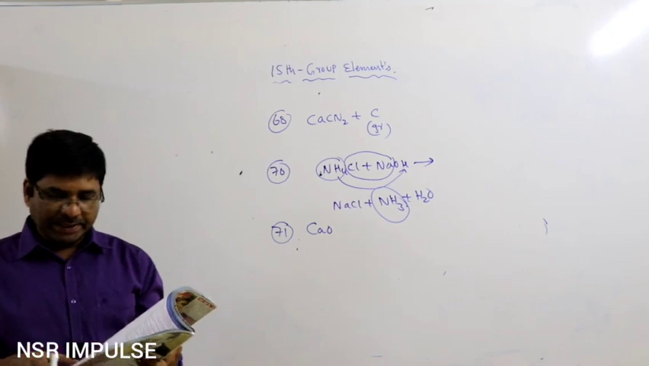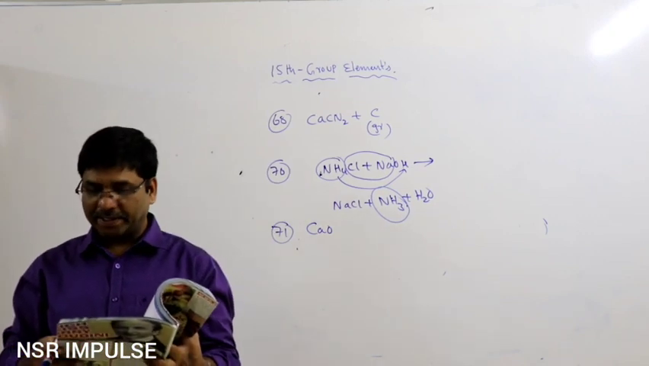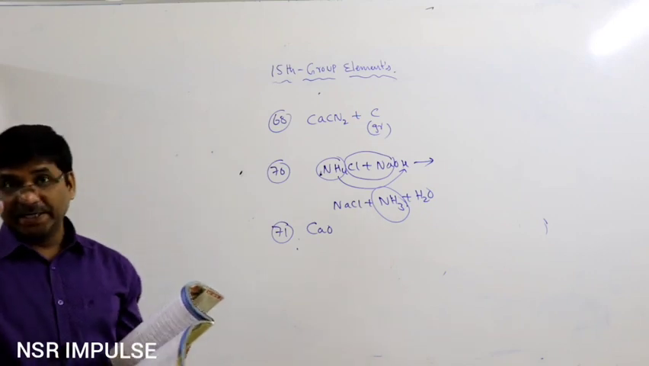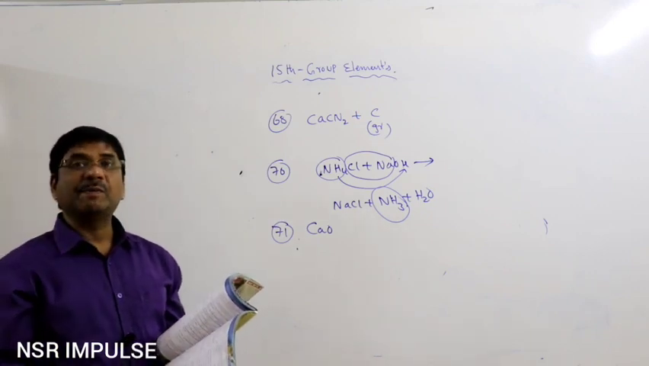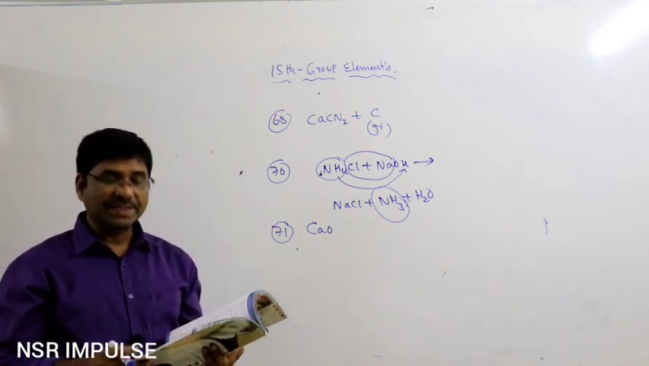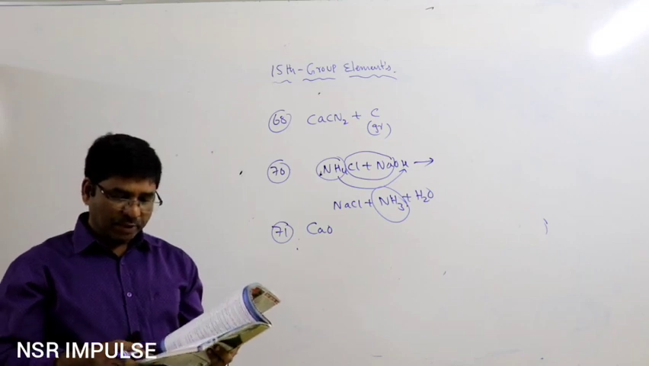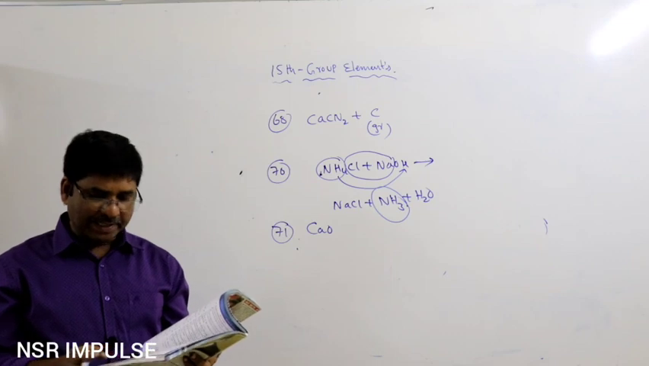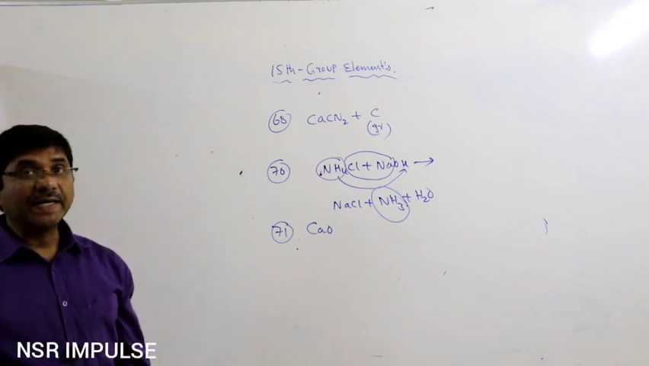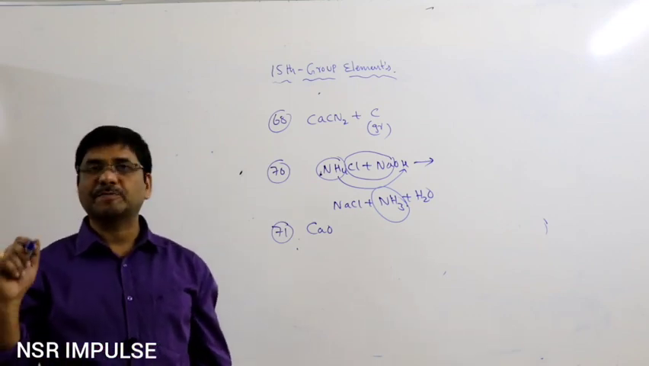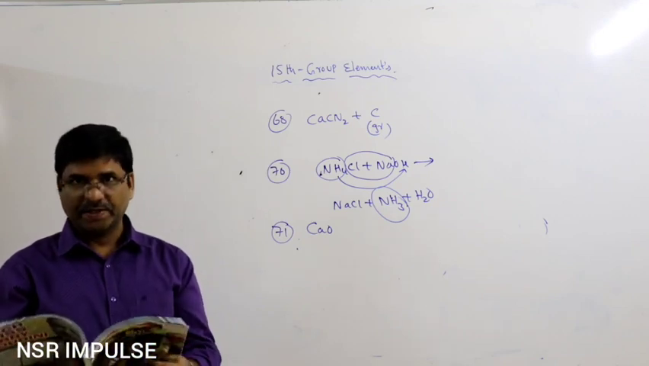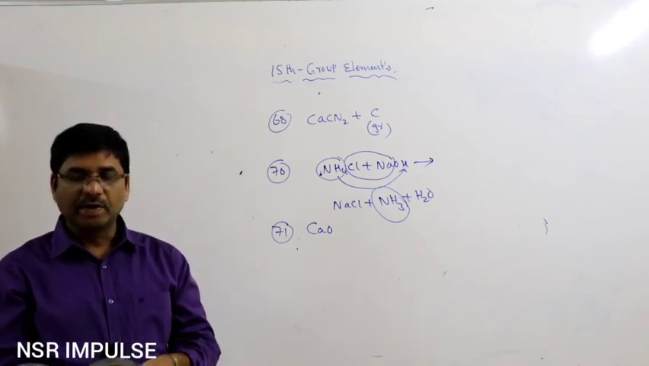74th question. Teeth and bones are made mainly of, you know that, calcium phosphate. In our first year, 2A group elements, it is calcium phosphate. And superphosphate of lime is a good fertilizer. Why is it a good fertilizer? Superphosphate of lime is easily soluble in water.